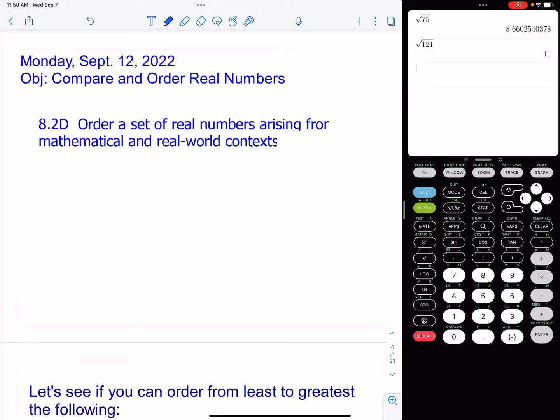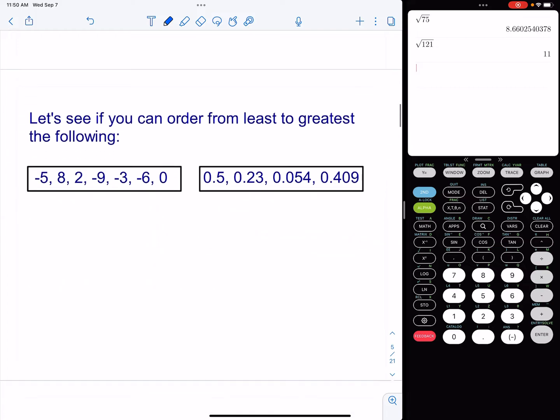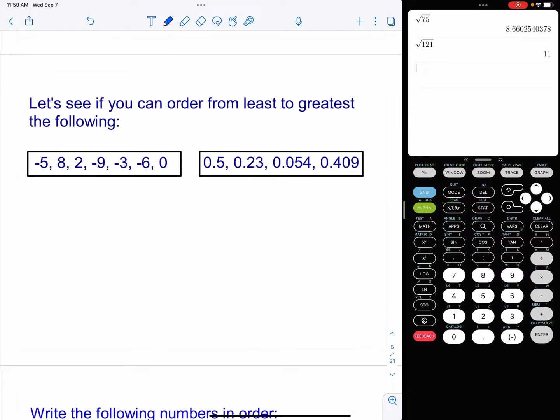Okay, so this is our standard. You'll notice it is an 8th grade standard: order a set of real numbers arising from mathematical and real-world contexts. So here's an example. It says, let's see if you can order from least to greatest the following. So the first thing we've got to remember is we've got to pay attention to the order in which things are asked for.